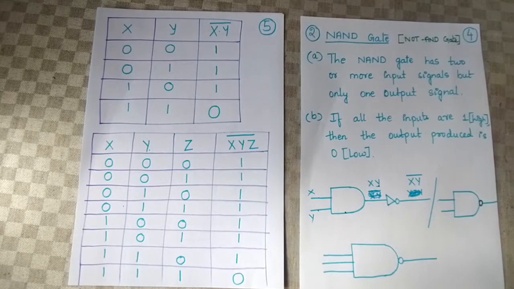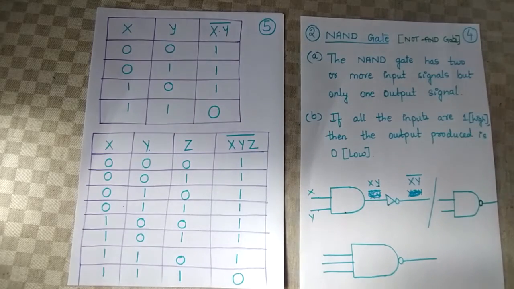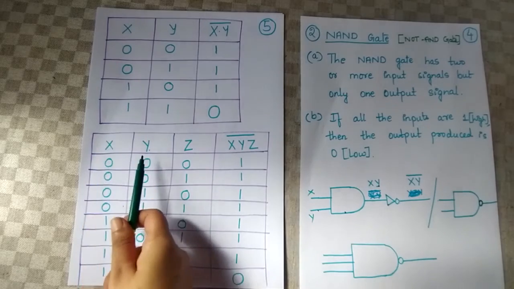Okay. Now let's check the truth table with 3 inputs. So you have x, y, z.